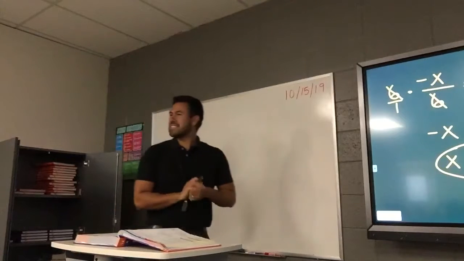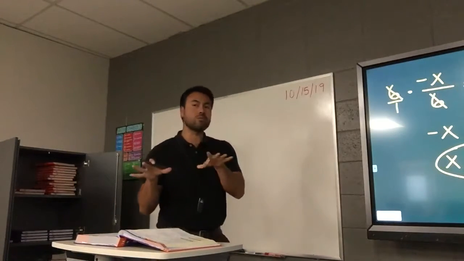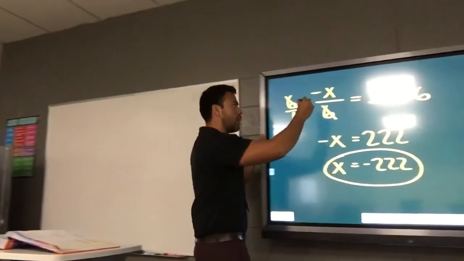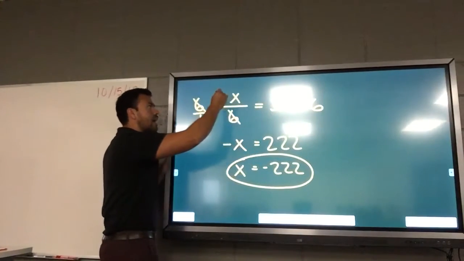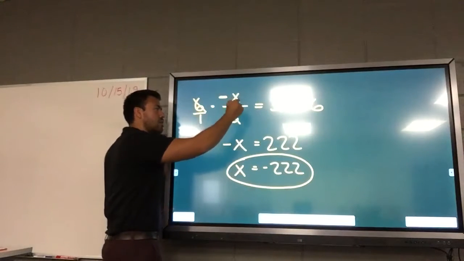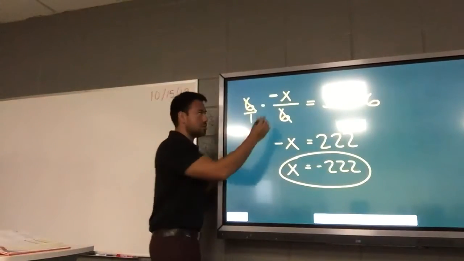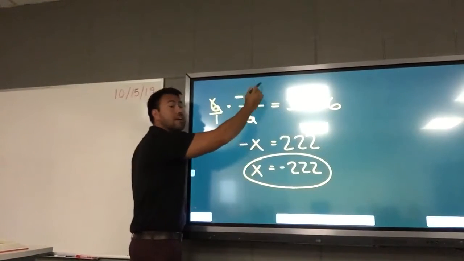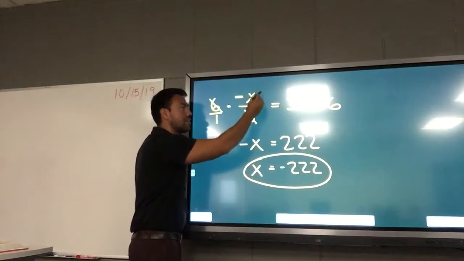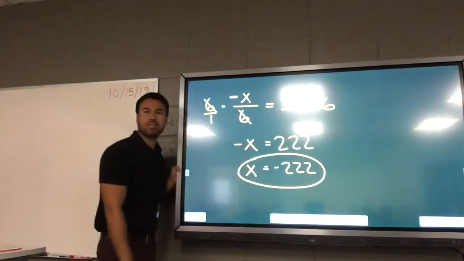So you're like, I don't know about that one, Mr. A, because doesn't 222 fit into the original equation? All right, what's the opposite of 222? Negative 222. So this would be negative 222. Without doing the math, what's a negative divided by a positive? Oh, would that work then?